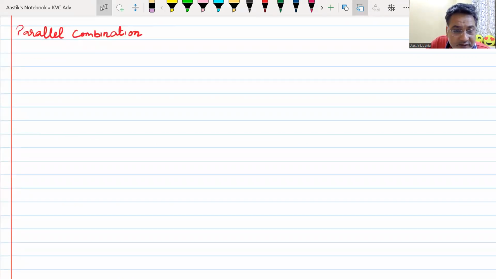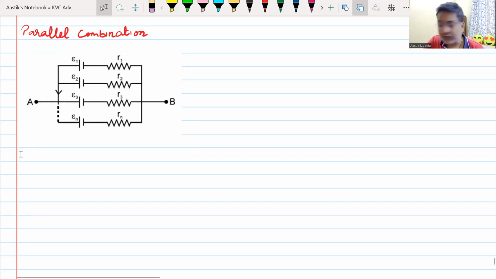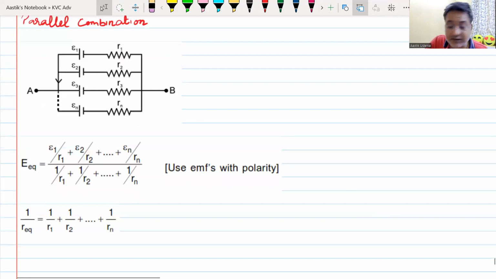Then we have the parallel combination, and as you can expect, this parallel combination looks like this. No prizes for guessing this one. You have to use all these EMFs with polarity, and the equivalent resistance will be the parallel combination. Do we understand this? Yes, sir.